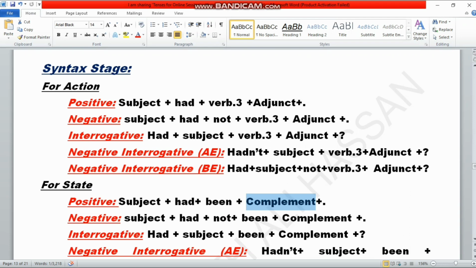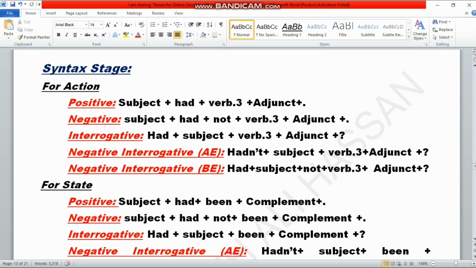In my previous lectures, I have already differentiated between adjunct and complement. Just to make it clear again, adjunct is the optional part of the sentence. Complement is the compulsory part of the sentence. This is the main difference between the two words, adjunct and complement.